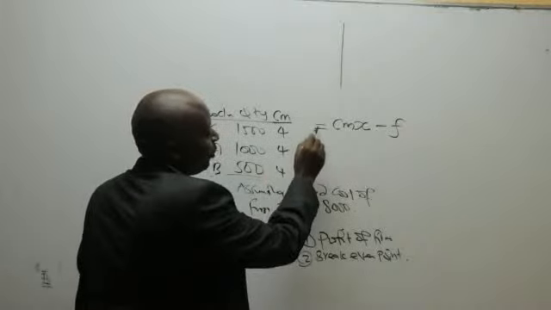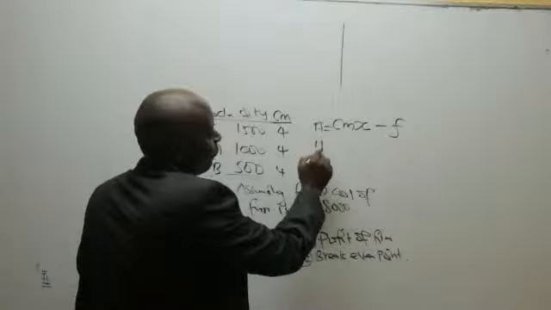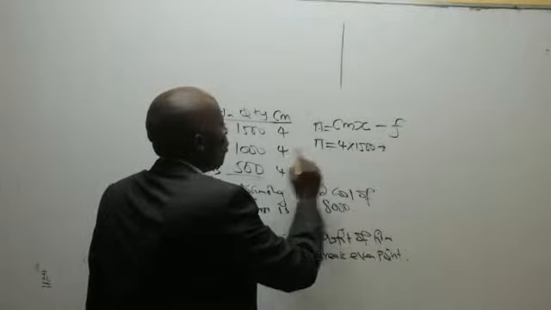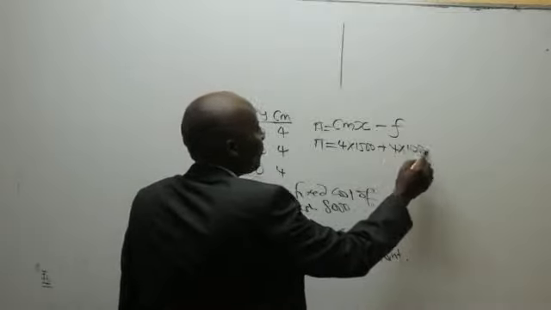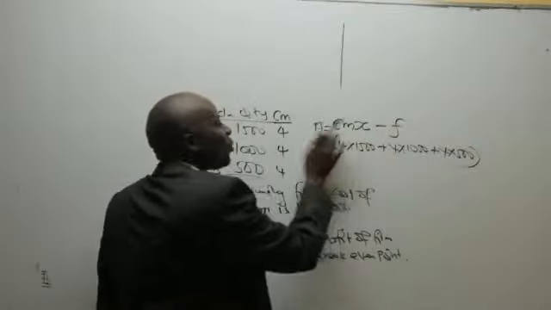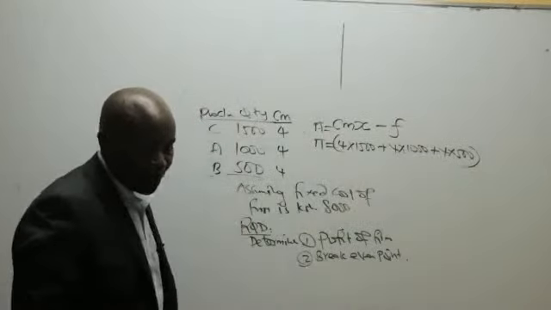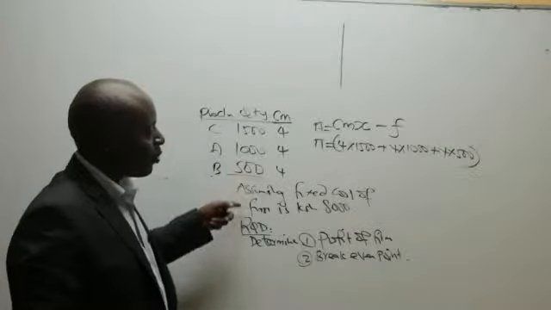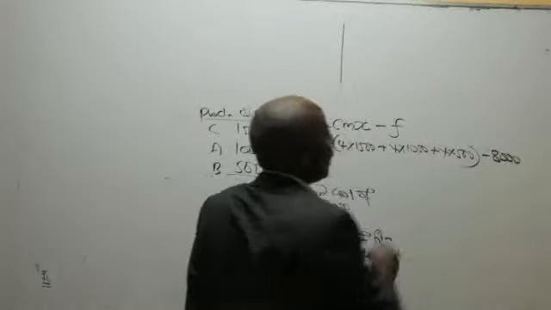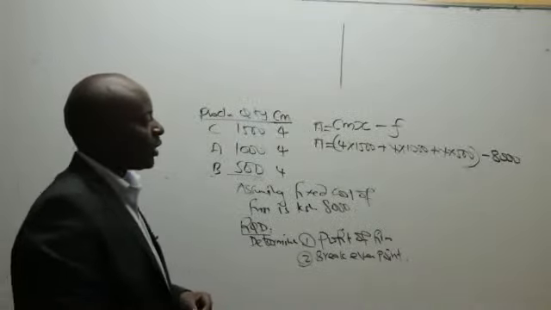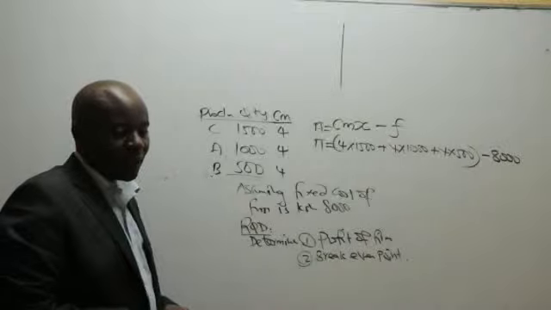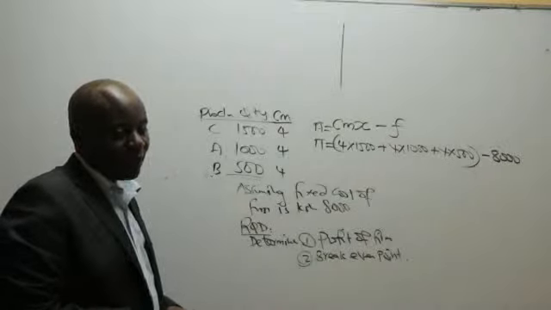And therefore, if I'm to use my formula, then this will be 4 times 1,500 plus 4 times 1,000 plus 4 times 500. Remember, I'm going to sell these quantities that I produce. Minus the farm's fixed cost, which is 8,000. So could you kindly give us a figure there?